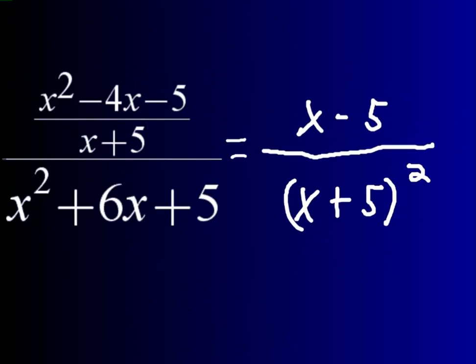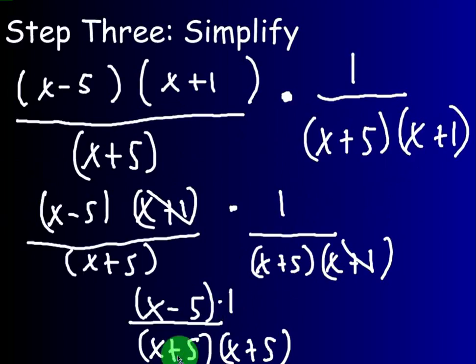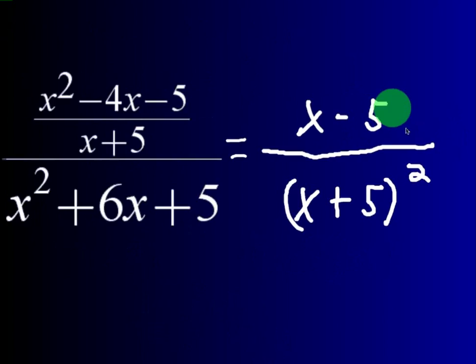And I wanted to say something too about the bottom. Okay? So the top, you just get x minus 5 because it's x minus 5 times 1. The bottom is x plus 5 times x plus 5. Anytime you multiply something by itself, it's squared, right? So this is just x plus 5 squared. So our final answer is x minus 5 over x plus 5 squared.